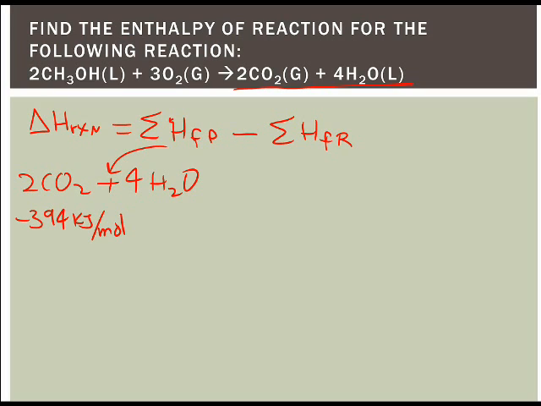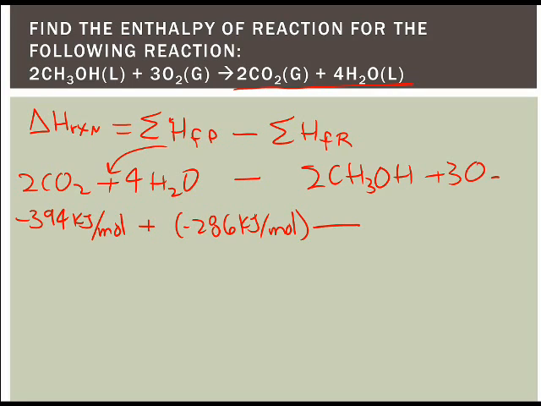Then we are going to sum that up with the heat of formation for water. Heat of formation for water is minus 286 kilojoules per mole. We're going to subtract the reactants from that. So the reactants are 2CH3OH plus 3O2. And for CH3OH, the heat of formation is minus 239 kilojoules per mole. Oxygen is actually 0. Now the thing is, we can't just go ahead and add these up. We need to look at the balanced equation. The balanced equation shows that there are different mole quantities.